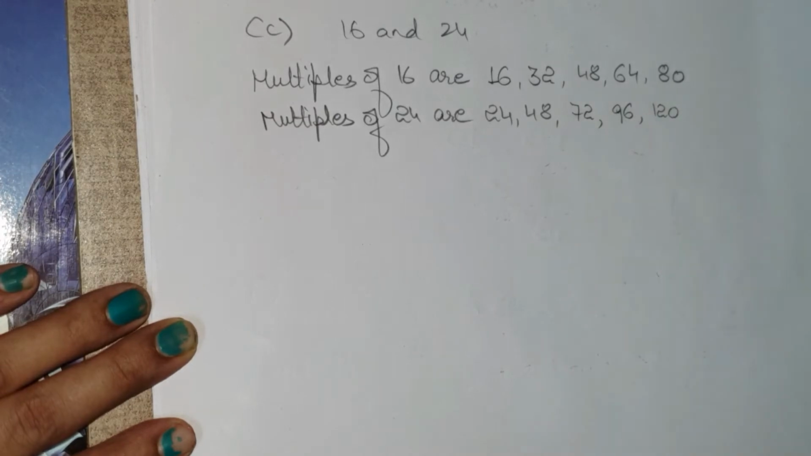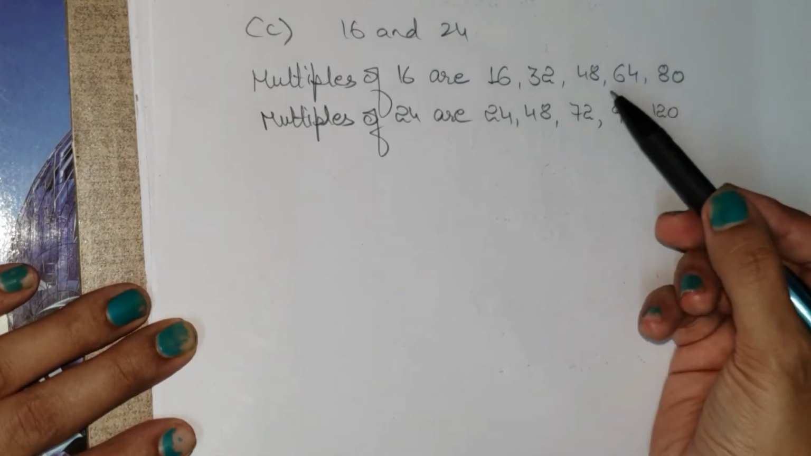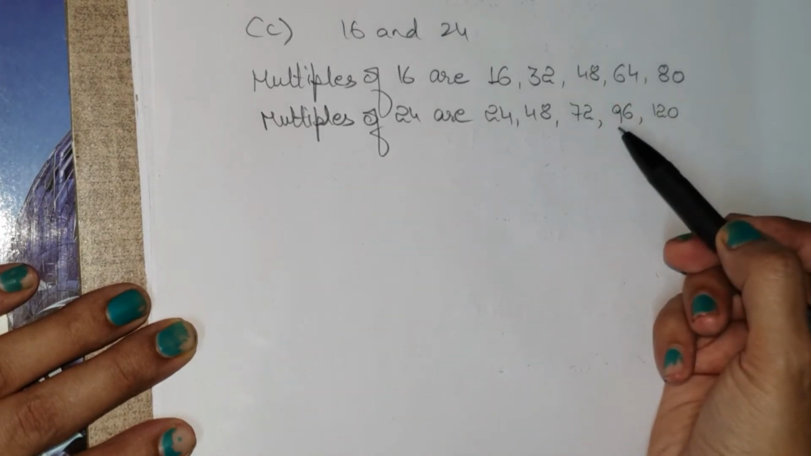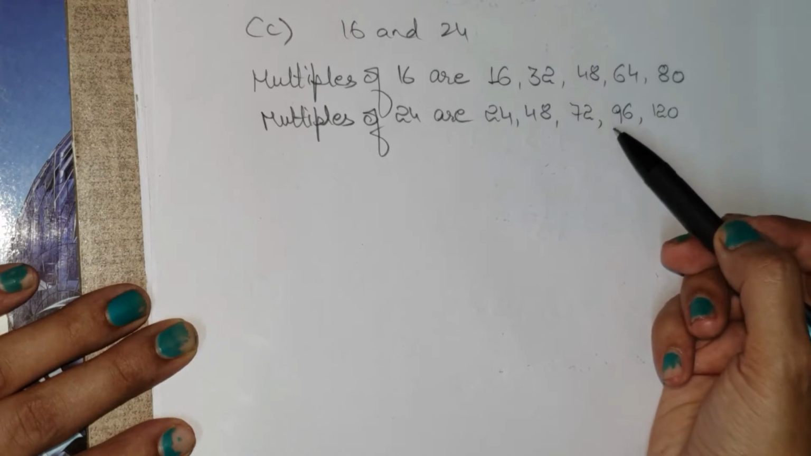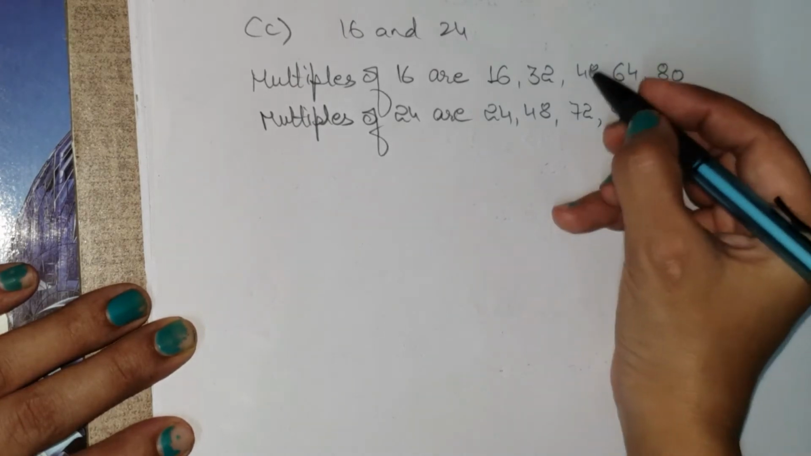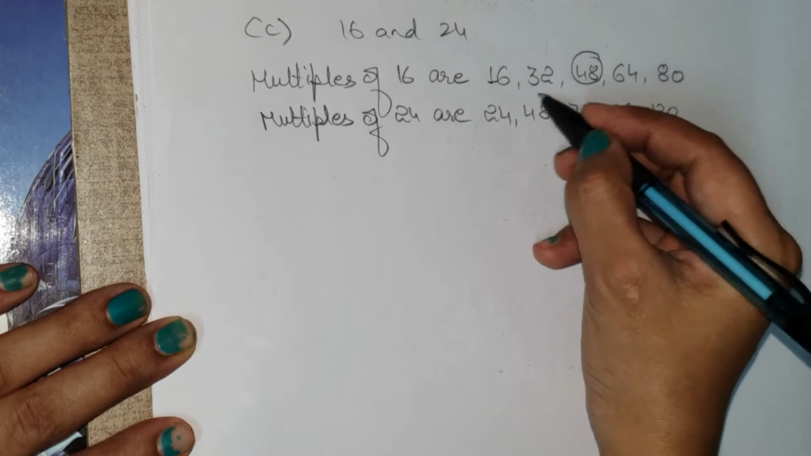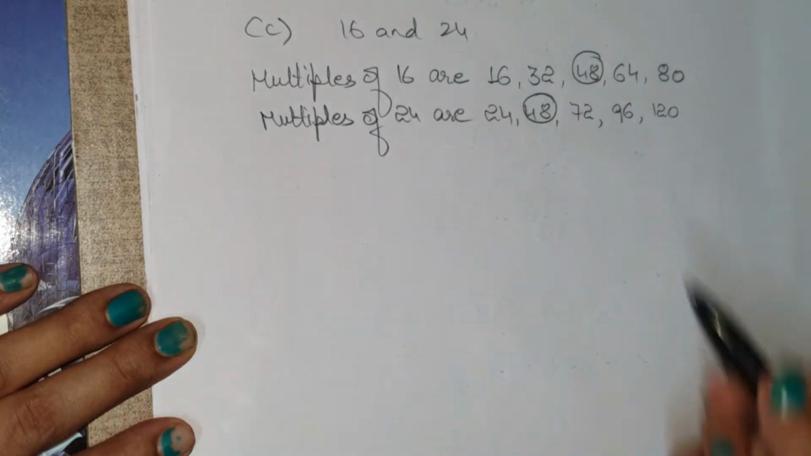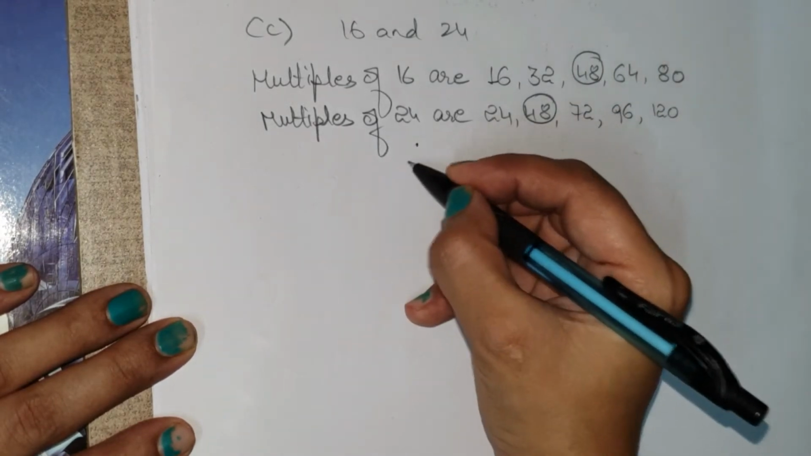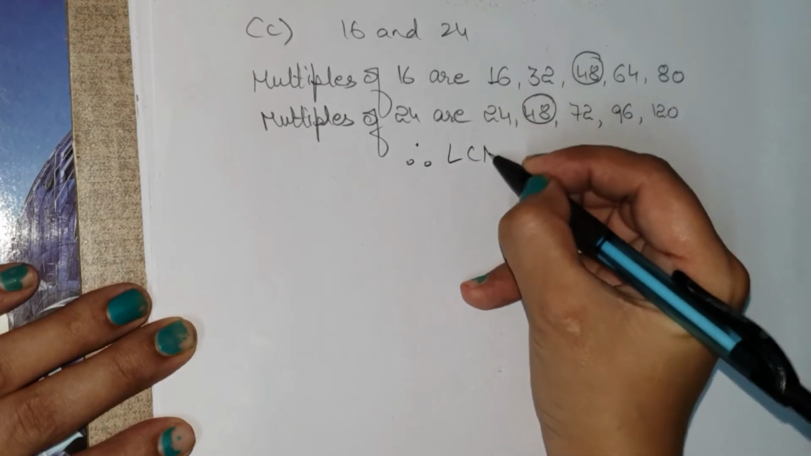Okay. After writing the multiples till 5, let's find out whether we have got any common multiple or not. So yes, we have got a common multiple and that is number 48, which is coming in both. So whatever is common is the LCM.